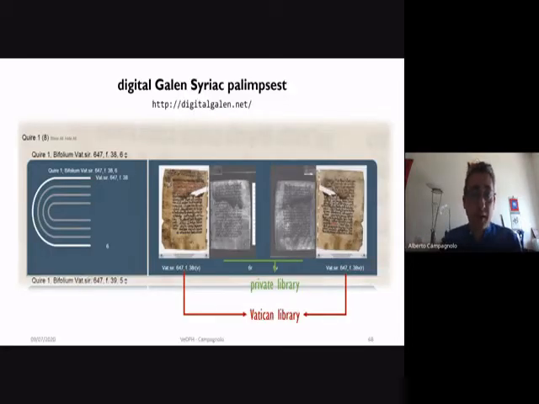Another thing is that sometimes pages which used to be together inside the same object are actually now an ocean apart. This is an example of the Galen Syriac palimpsest, the big bulk of which is outside DC in the States right now. Other leaves are scattered throughout the world. In this case, these two pages were actually conjoined together in a region when the manuscript was in St. Catherine, and now they are an ocean apart. One is in the Vatican Library, one is in DC. And VSCoL allows you to see these two pages back together as they used to be.